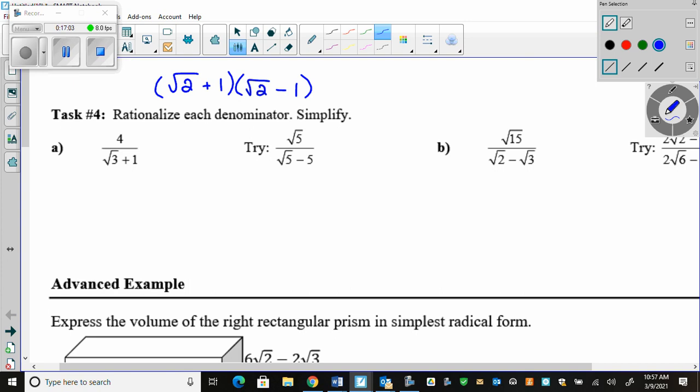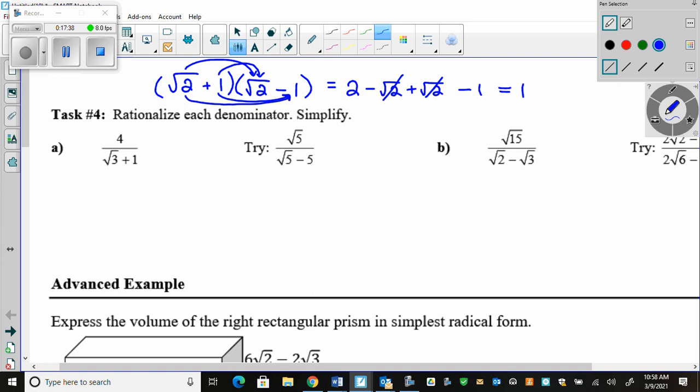Let's remember, this is called the conjugate. Same thing, opposite sign. So root 2 times root 2 is 2. Then we go outside. Negative 1 times root 2 is negative root 2. Then we go inside. 1 times root 2, positive root 2. And then we do last. 1 times negative 1 is negative 1. What happens with negative root 2 and positive root 2? They cancel off, right? And then we're just left with 1.